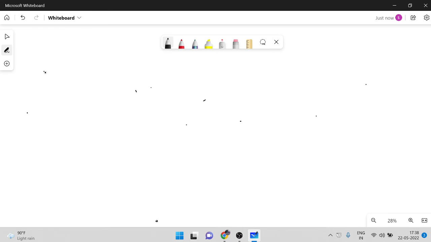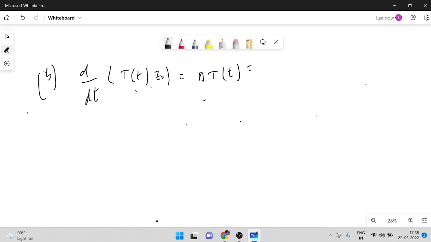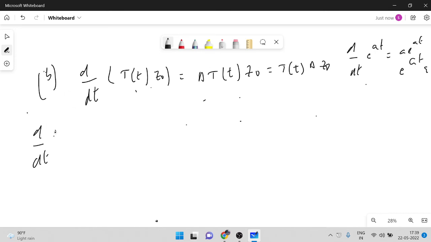Next, property B: d by dt of T of t z naught. This is something that you expect, right? You just differentiate d by dt of e power at, e power at being a semigroup, so you get e power at times A. So this is what we'll get. This basically comes from the fundamental definition of limits.